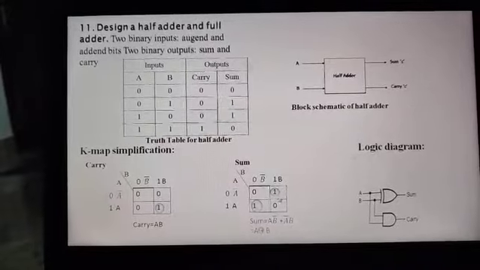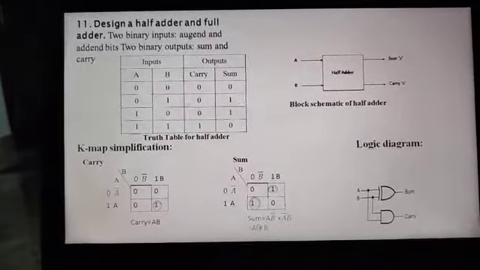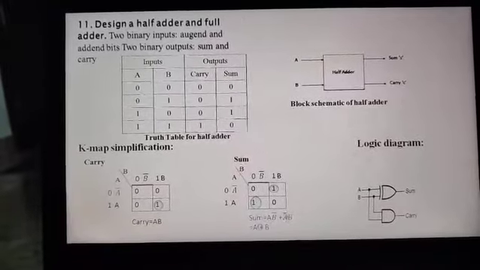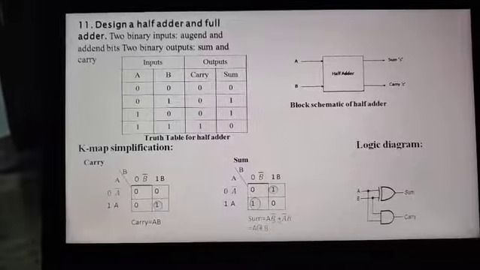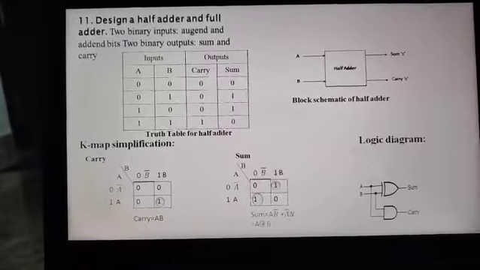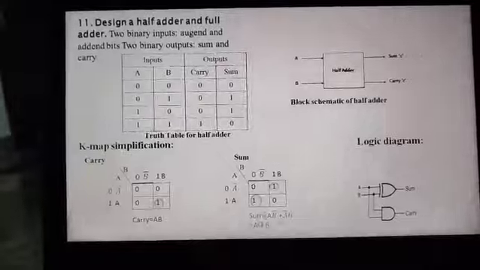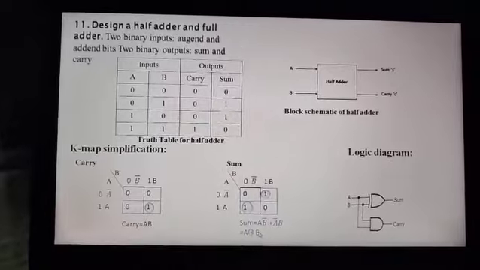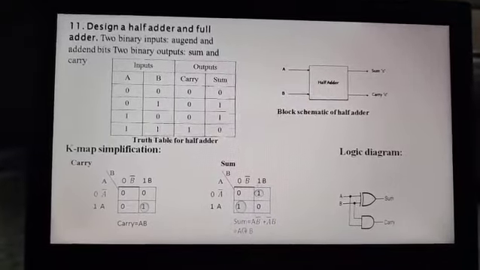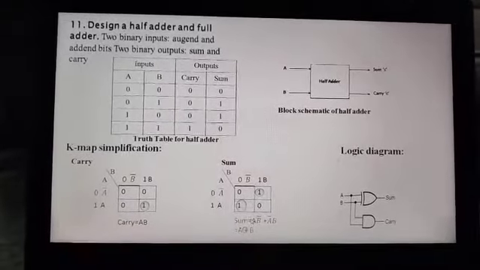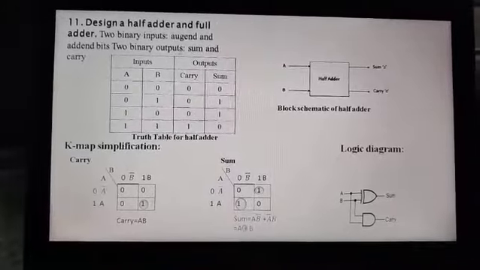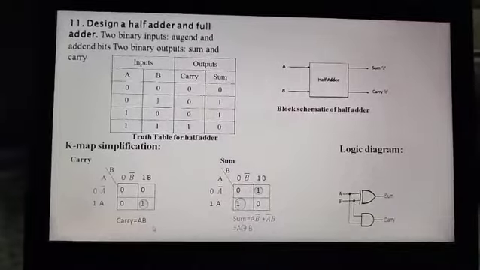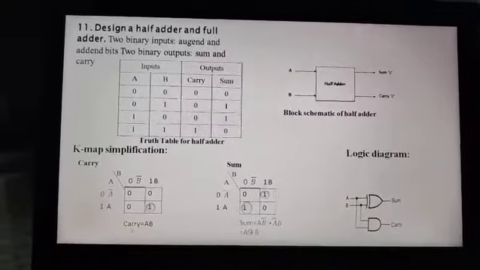And A bar B plus A bar B. If these two are in the reciprocal form, that is A B complement plus A complement B, this term can be mentioned as A XOR B, right? A XOR B can be specified in this form. Now next, we have found a truth table and we have found a K-map, and the simplifications have been found for both sum and carry.